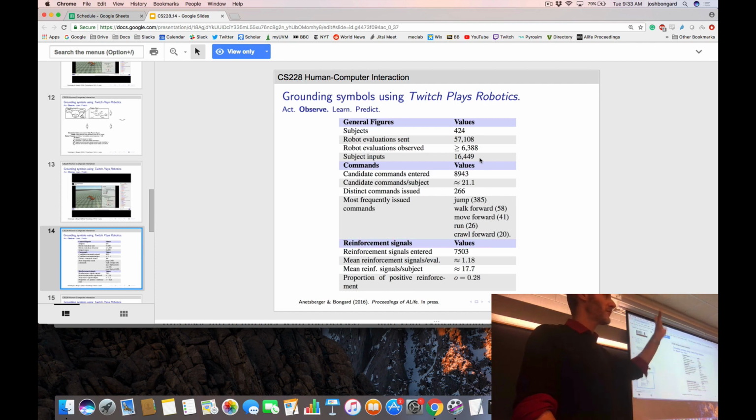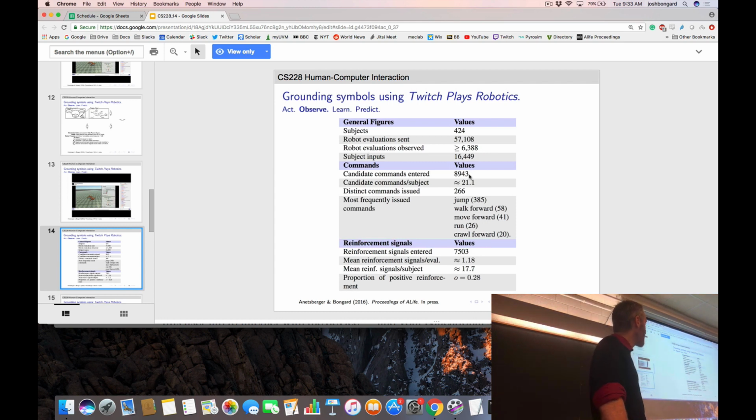We got all sorts of bad words and all the other things that people love to do on the internet. We had 9,000 commands entered. Most of those were repeats. So when we stripped out the repeats, there were 266 different commands issued to the robots.